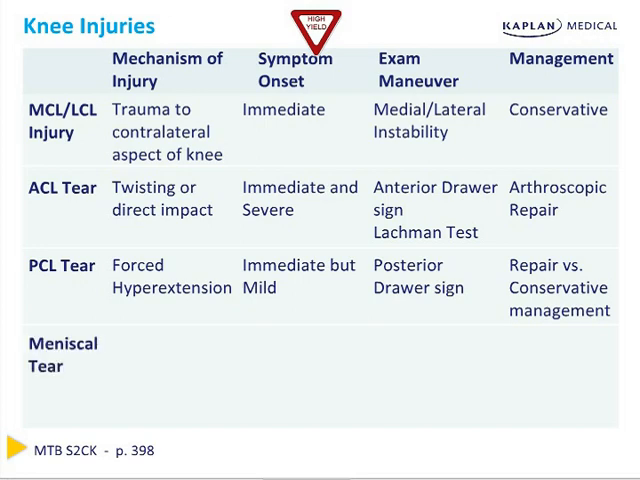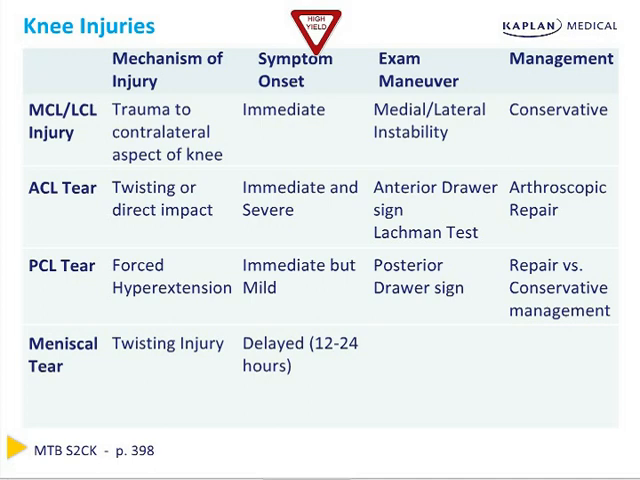The final soft tissue injury to the knee we will discuss is meniscal tears, which occur as a result of a twisting mechanism of injury. With meniscal injuries, swelling is not immediate, but rather is delayed, sometimes up to 24 hours.